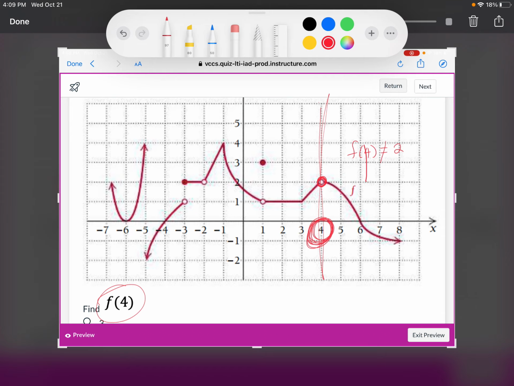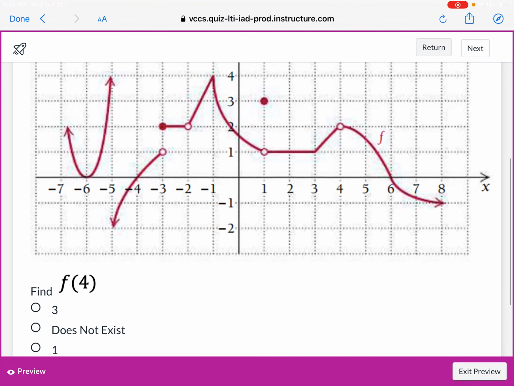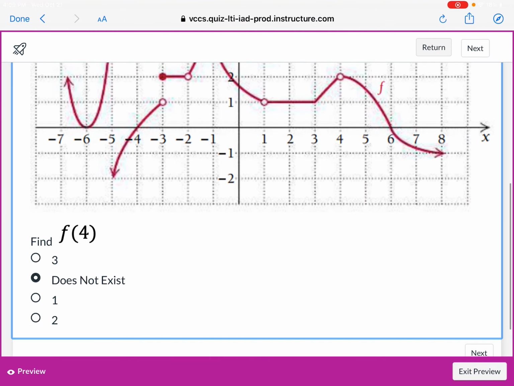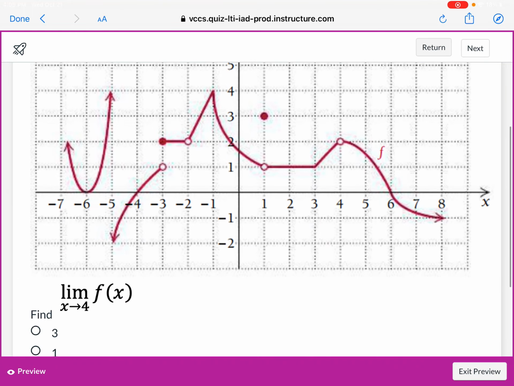So guess what? f of 4 is undefined. We don't have a value at f of 4. So what I'm going to do is I'm going to go back to my Canvas and say that f of 4 does not exist or is undefined because we have an open circle. Okay, what's next one? Limit as x approaches 4.